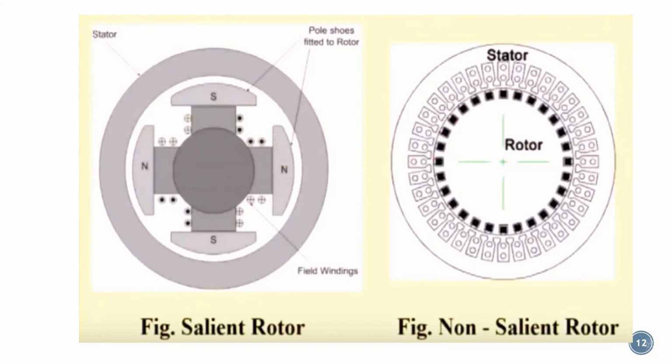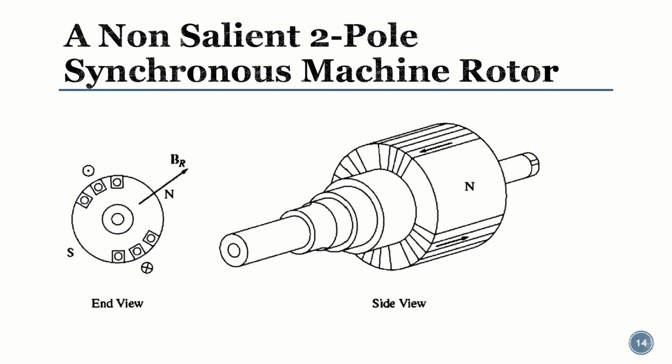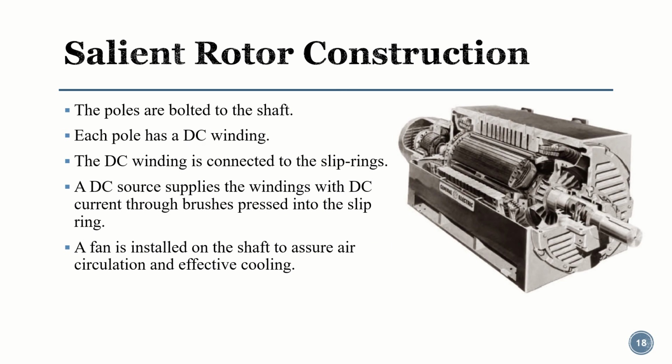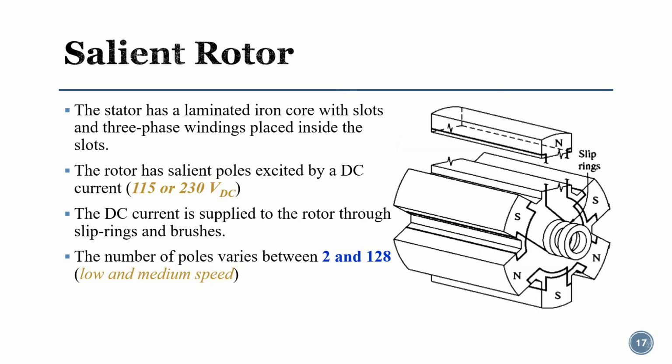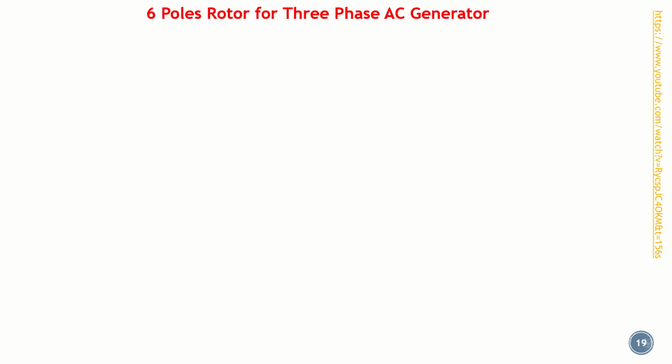More about the salient and non-salient poles, just examples. These are more examples. This is a 10 pole salient pole. Just different examples for the overview. So these are all the examples. You can just go through them one time. The difference I already explained to you.